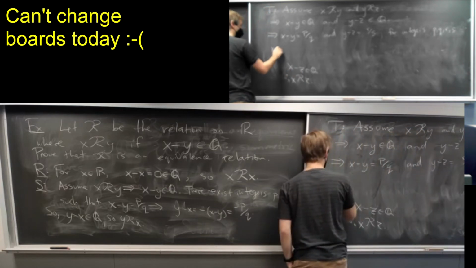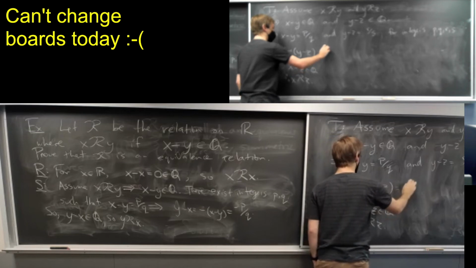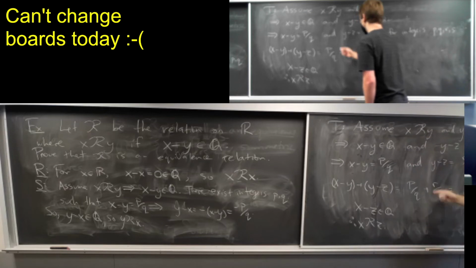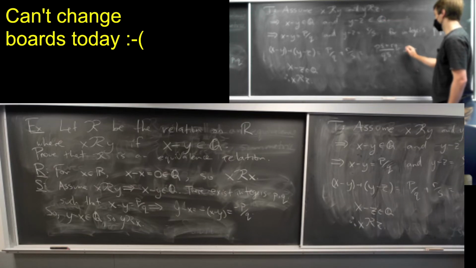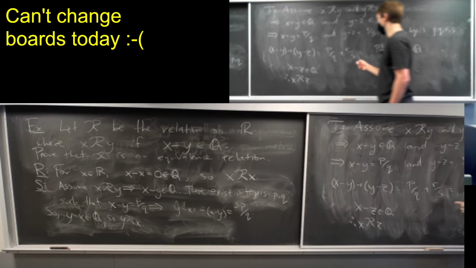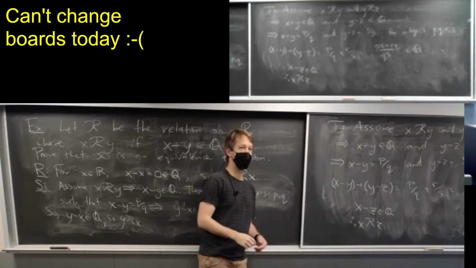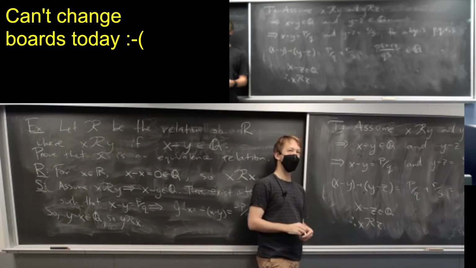So if I add them up, that's p over q plus r over s, which, if I combine the fractions, is ps plus rq over qs. And this is a rational number because the numerator is an integer and so is the denominator. And then this is just equal to x minus z. So x minus z is rational. And so therefore x is related to z. Okay. Any questions about that?